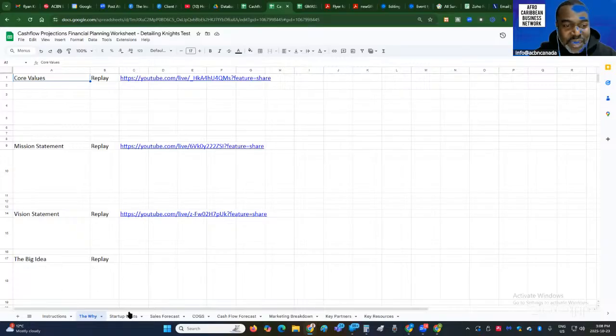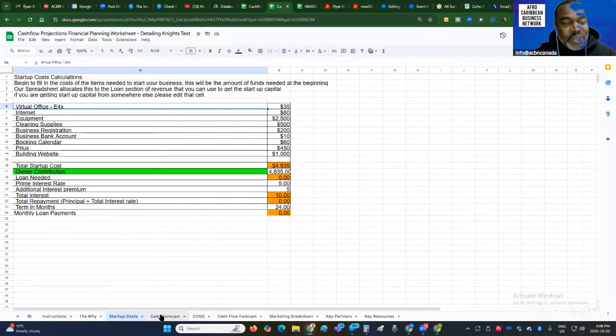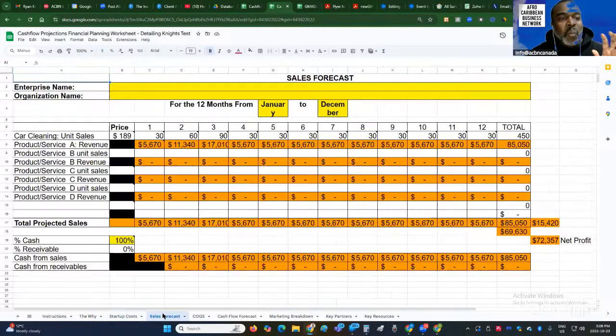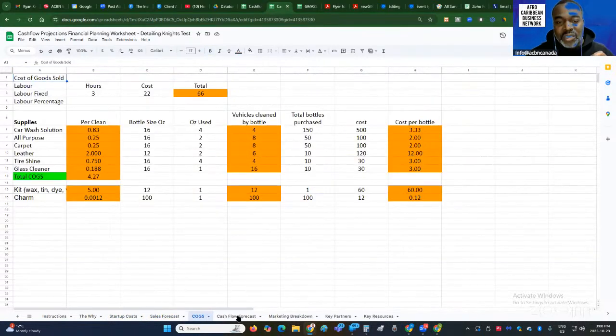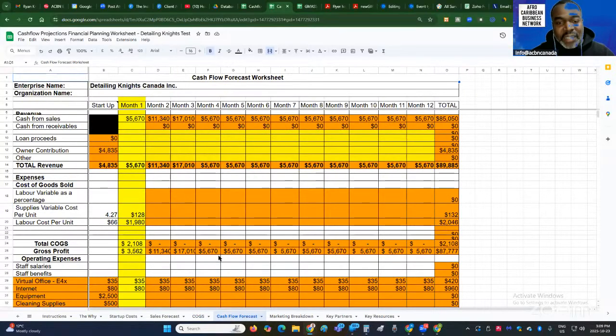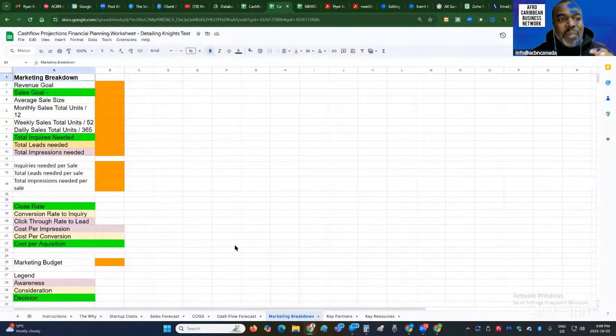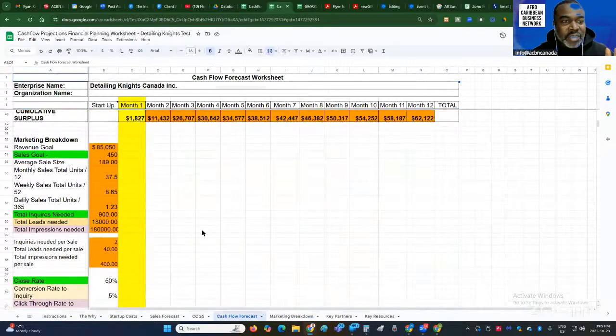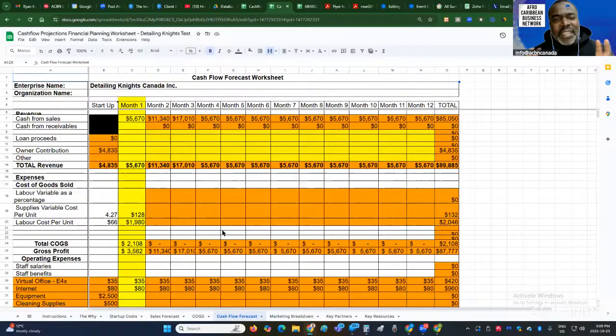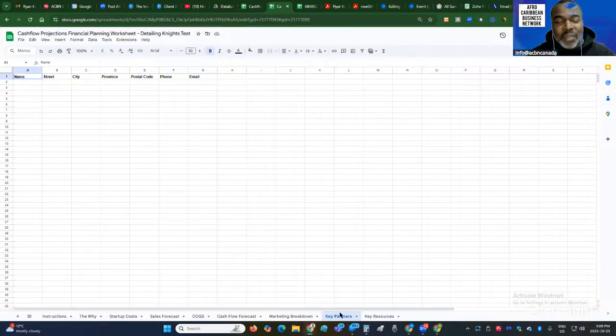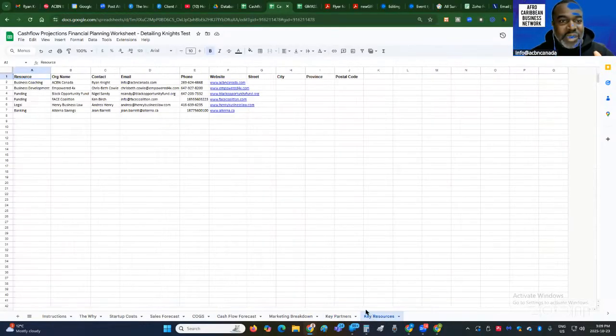And you can take notes in here. So you know it has the startup cost section, the sales forecast section, the cost of goods sold section, your cash flow forecast, and we're going to be talking about the marketing breakdown, which is actually below here as well, to explain the effort that's needed in your marketing to hit your revenue goals. And then other notes that you can take with your key partners and key resources that you need.